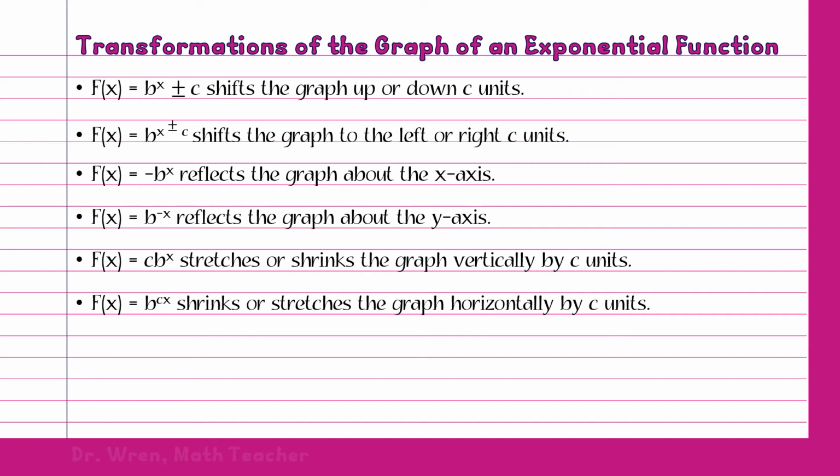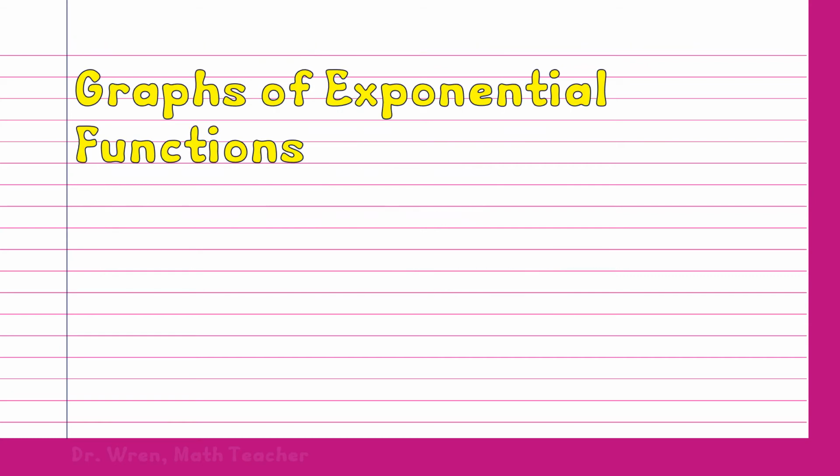A negative exponent reflects the graph across the y-axis. Multiplying the function or exponent by c units stretches or shrinks the graph by c units vertically or horizontally, respectively. Let's look at some examples.